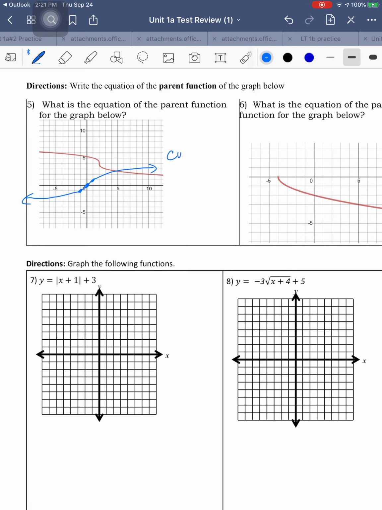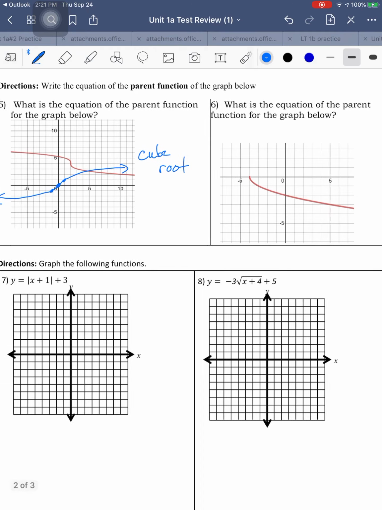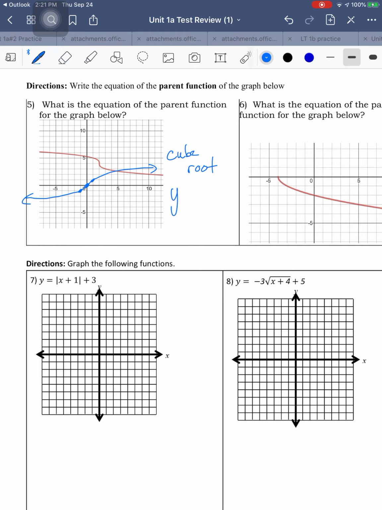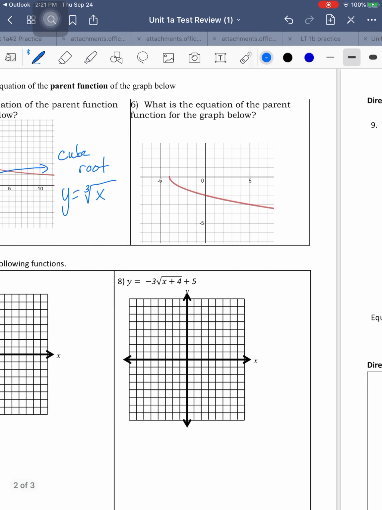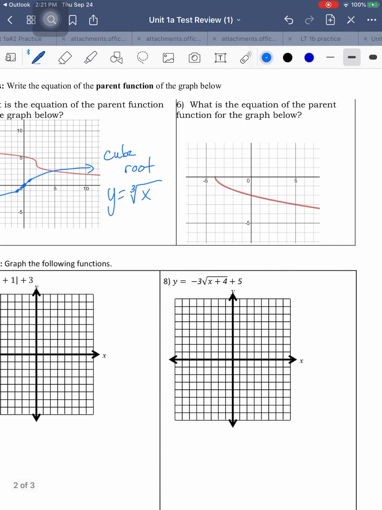But this is a square or cube root function. Or what is the equation? Y equals cube root of x. Have to add that little 3 there.